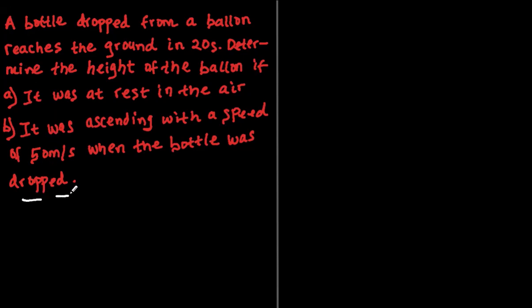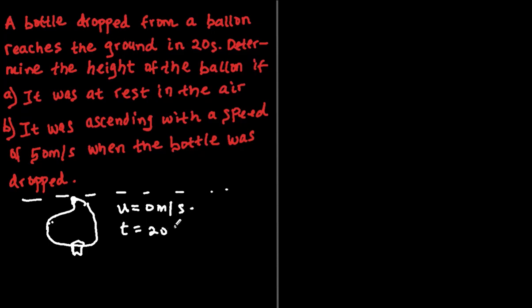All right, so let's see what that is saying. So let's say this is a balloon. So a bottle was dropped. At first, it was at rest in the air. So if it was at rest in the air, that means this bottle is going to be dropped from rest, meaning that initial velocity is 0 meters per second. Now the time taken for it to reach the ground is 20 seconds. Now the question is determine the height of the balloon. Now the balloon is a particular height from the ground, so we are looking for the height at which it was from the ground. That is, we are looking for our s.